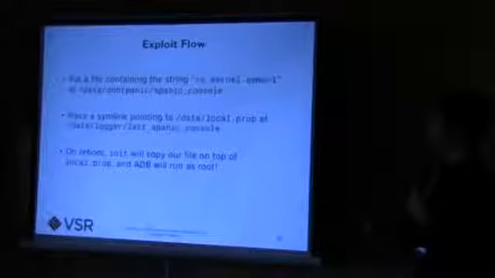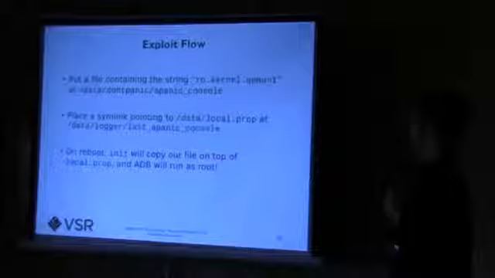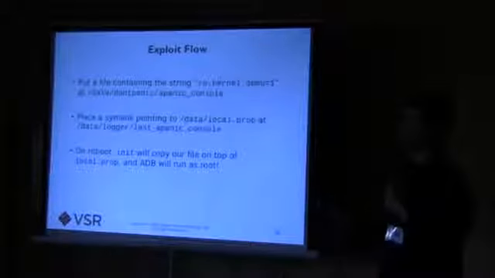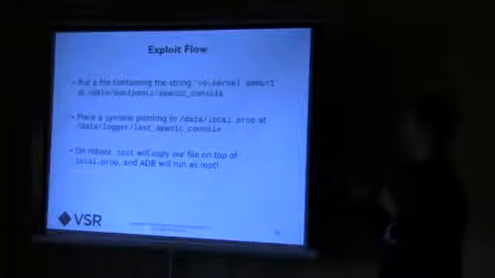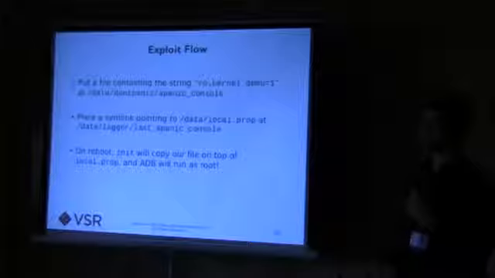So what we can do here is put a file containing this ro.kernel.qemu equals 1 at the source of that copy, put a symbolic link pointing to that local.prop file at the destination of the copy, and then when we reboot the phone, the init process will copy our file on top of local.prop, and we'll have set that property, and the ADB shell will run as root.